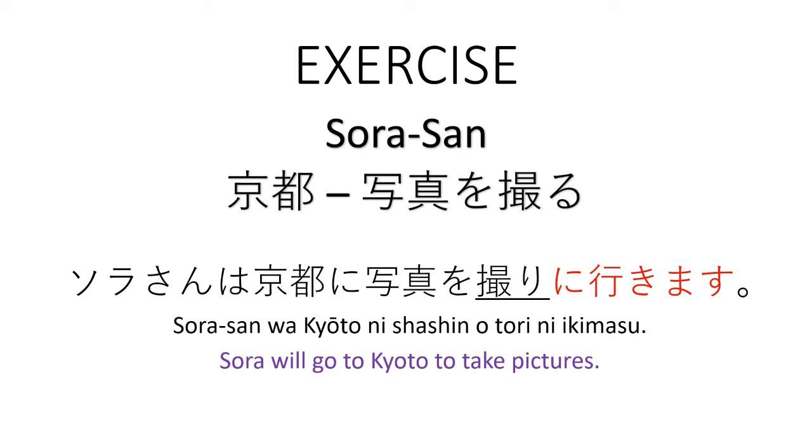京都、写真を撮る. Here we have the place Kyoto. And the purpose of movement is to take pictures. 写真を撮る. Okay? In this sentence, we have Sora-san は京都に写真を撮りに行きます. Here, 撮り is the verb stem of 撮ります. So the purpose of movement is to take pictures.